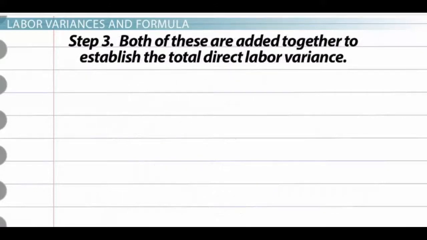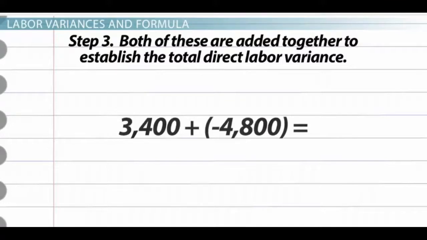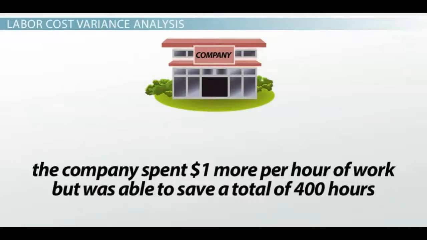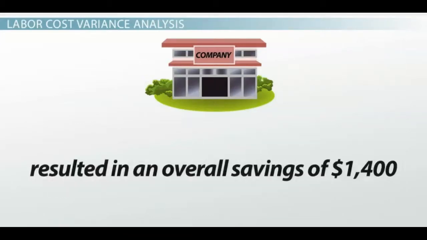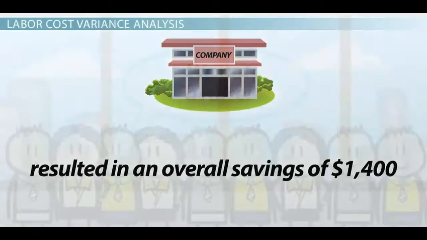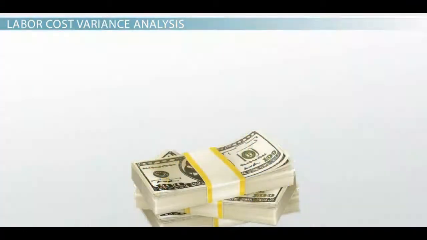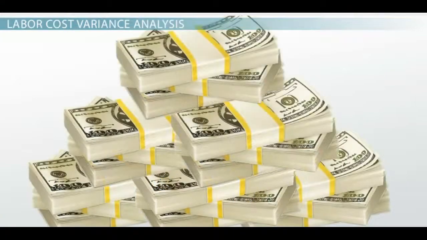Step 3. Both of these are added together to establish the total direct labor variance. 3,400 plus negative 4,800 equals negative $1,400. Upon review of the complete labor cost analysis, we see that the company spent $1 more per hour of work, but was able to save a total of 400 hours, which resulted in an overall savings of $1,400. This may have been the result of a pay raise for workers or some other incentive program to get them to work more efficiently. As such, the company ends up saving more money in the long run.